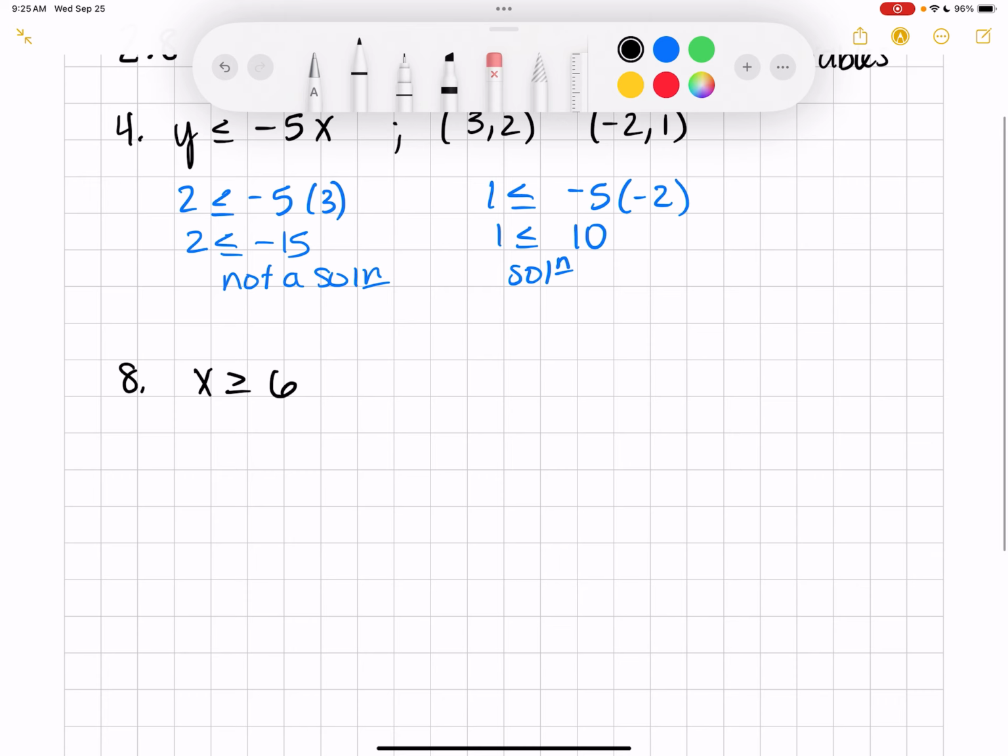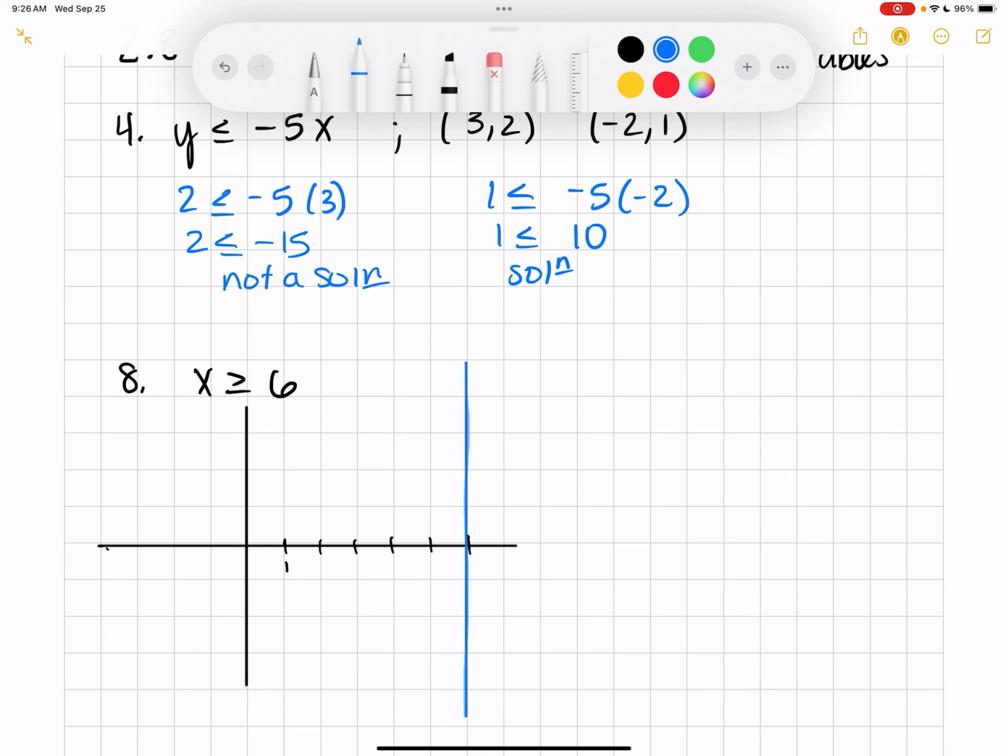So what is this graph going to look like? It's going to be vertical, and then it's going to be shaded that way. So at 6, and is it solid or dotted? Solid. And which way am I shading? Right. Either way, it's going to be to the right.